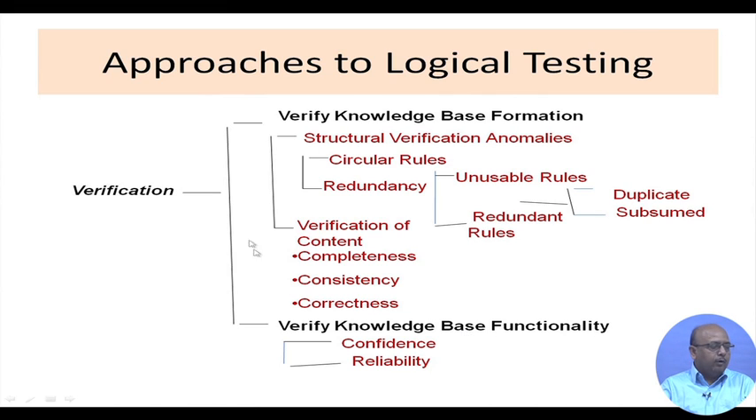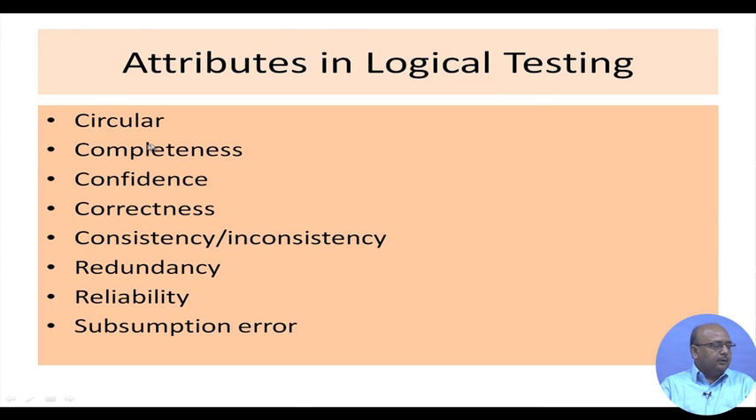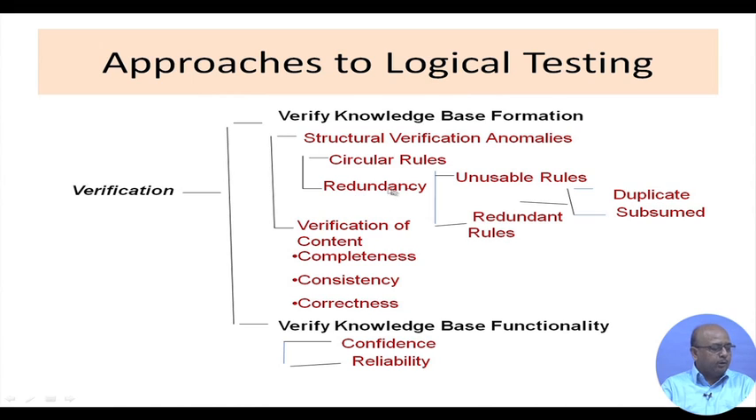Okay. Now, if you look at this, look at the structural verification anomalies. Okay. Circular rules and redundancy, this is to be identified. Circular rules we have just discussed, and redundancy we have also talked about. Make sure that there is no redundant data. So, when you are going to create knowledge, make sure that it is updated and redundancy is avoided. Okay. So, you need to identify certain rules of logic to ensure that all redundant data is kept out. And in the process, you have to see that certain data which may be duplicate or subsumed is weeded out, right, in the process.